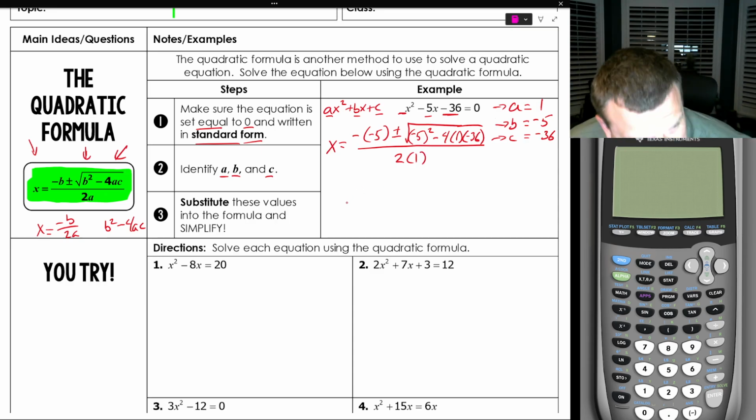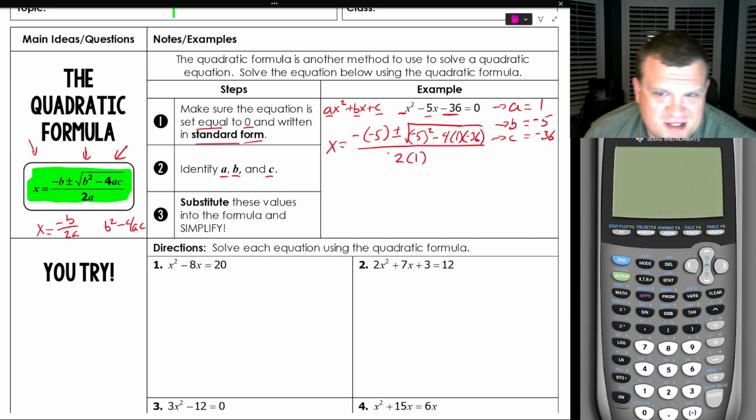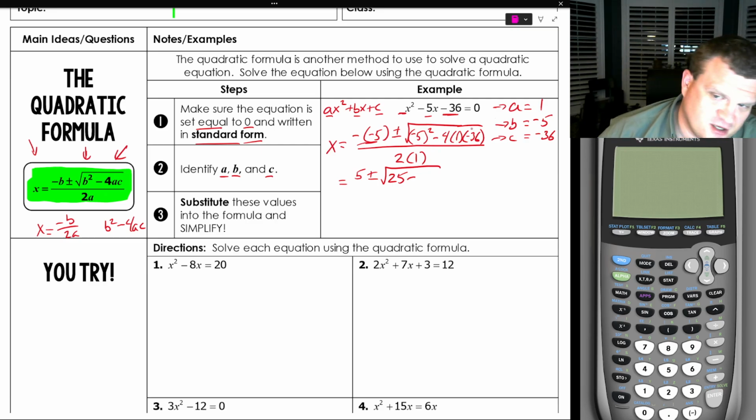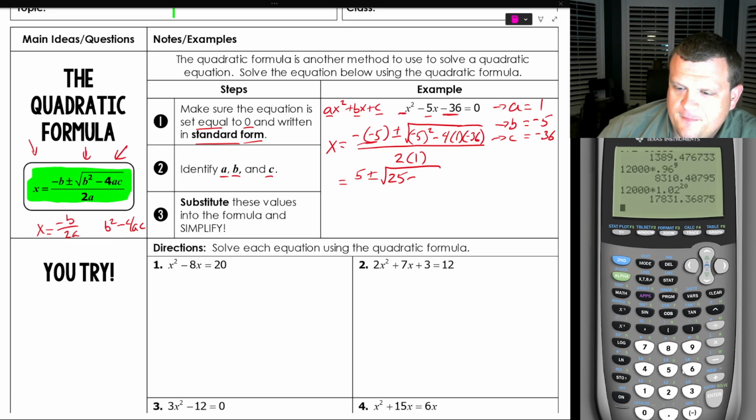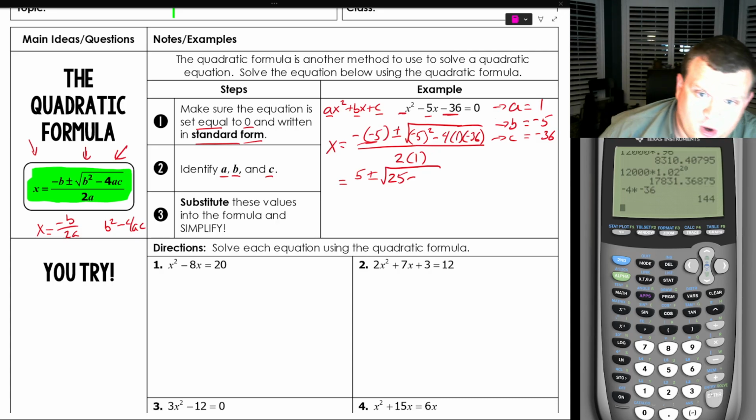Now typically what I will do in my next step is go about doing some of my simple calculations that I can do. So like this negative times a negative. So this is going to become +5 plus or minus that -5 squared is going to become 25. And then we can say -4 times 1 is -4 times -36. Here's where a calculator comes in handy. So I could say -4 times -36, right? And it's going to give me 144.